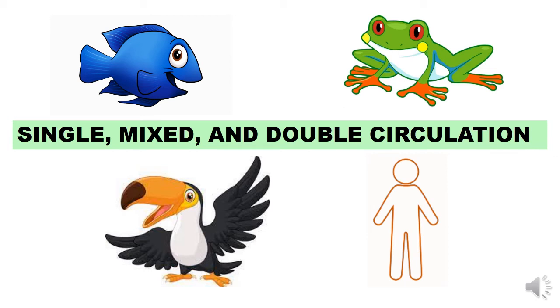Hello children, in this video we are going to talk about various types of circulation: single, mixed and double circulation, and how these different types of circulation systems have evolved. Due to evolution, different organisms have different numbers of chambers in their heart, and accordingly we have different modes of circulation. So let us see how all of these phenomena happen.